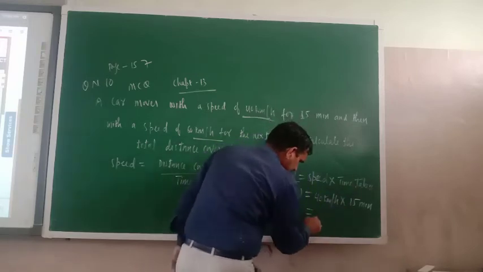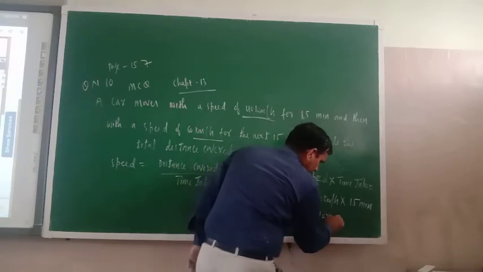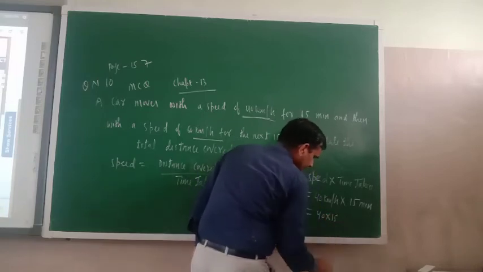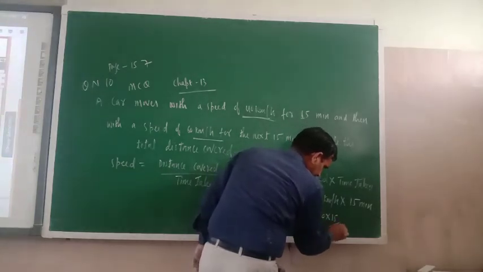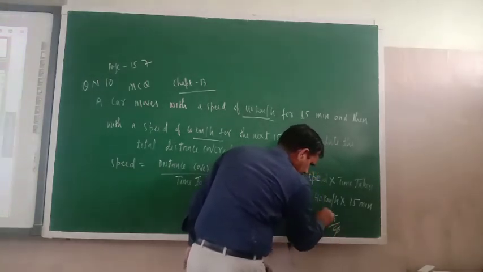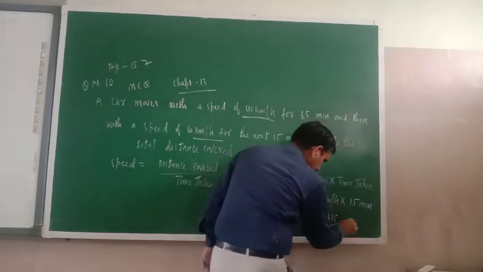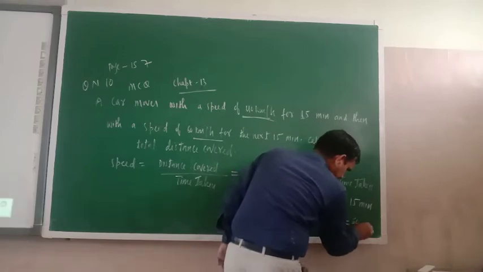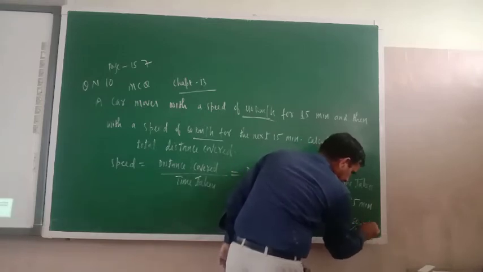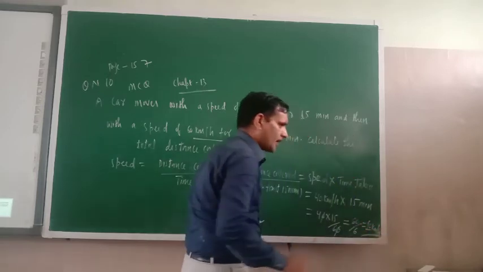So just see. 40 into 15 divided by 60. So 0 is cancelled out. Now here 60 divided by 6. So that is 10 kilometer per hour. 10 kilometer per hour.